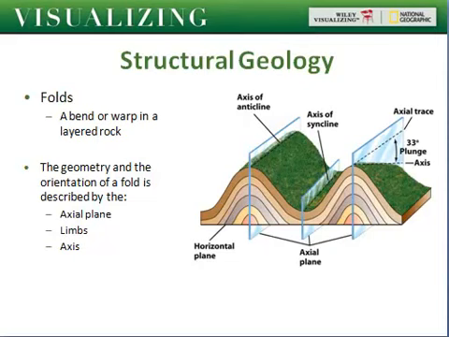Now there are three main elements of fold geometry. There's the axial plane, which is the imaginary plane that divides a fold into two parts. There's also a fold axis, a line formed by the axial plane and the top of the fold. And then each limb is the part of the fold on opposite sides of the axial plane.